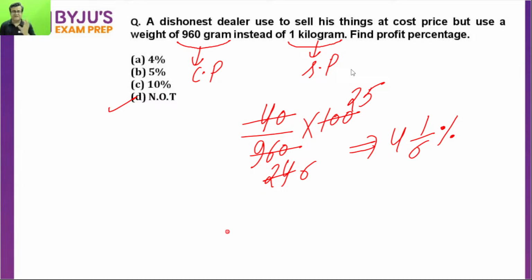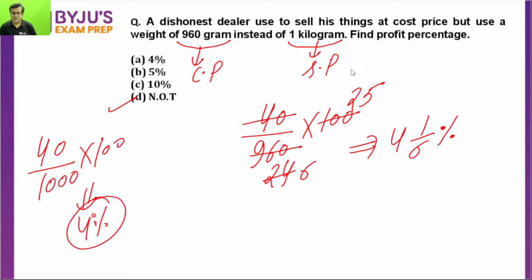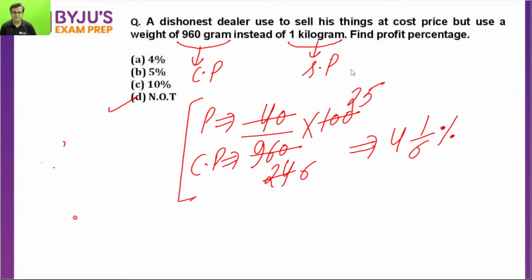But they will never write it. For this question, they will never write it, because many students take 40 by 1000 into 100 and get 4%. So this is a blunder students make. Because profit or loss is always on cost. This is profit, this is cost into 100. Okay. Clear. That's great. Let's move to the next.